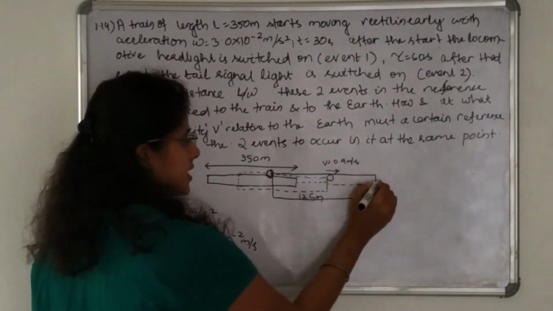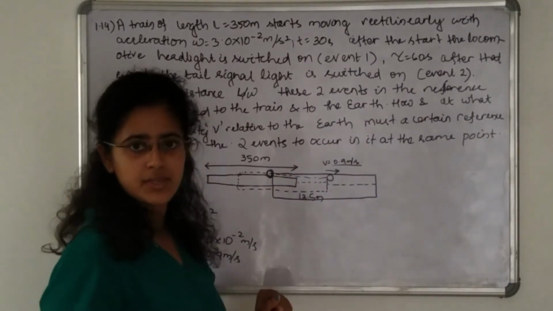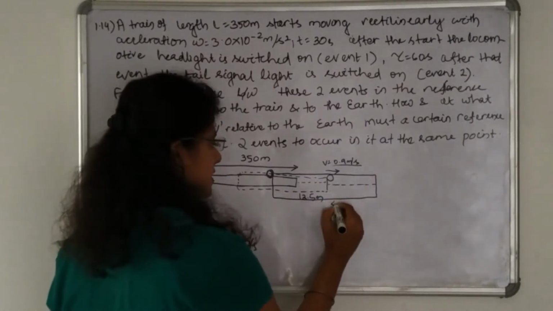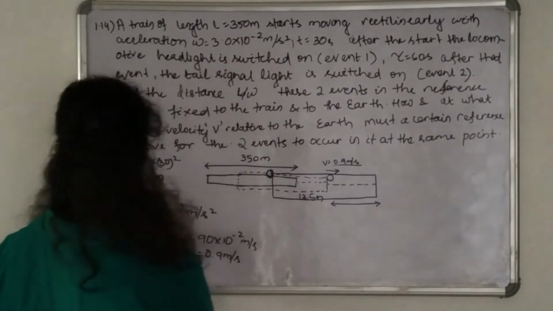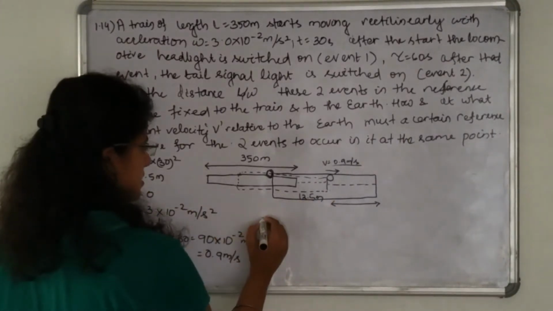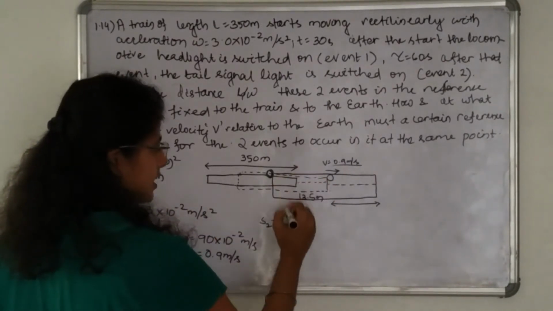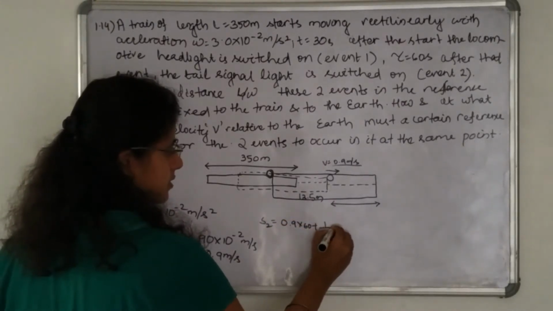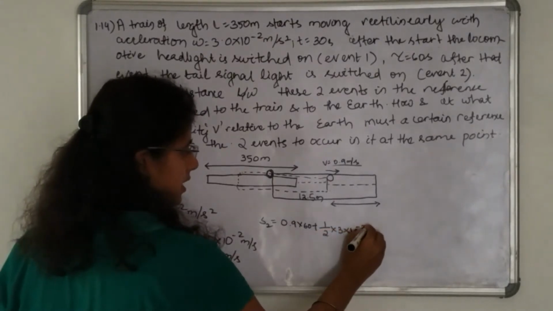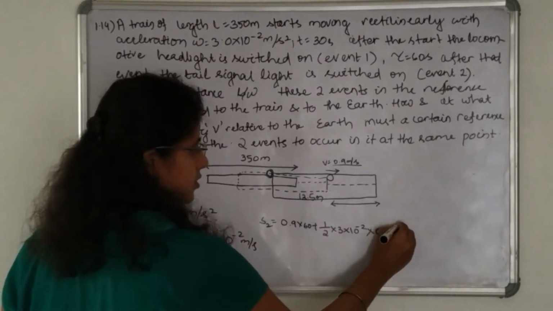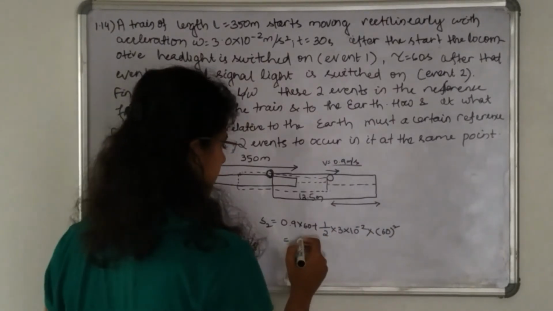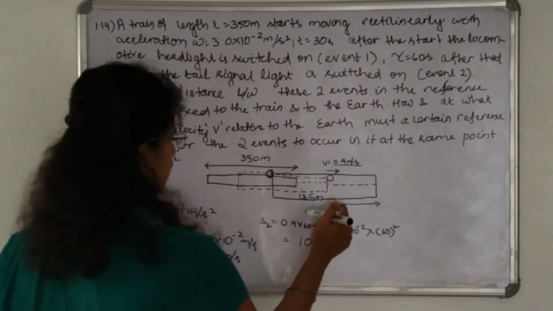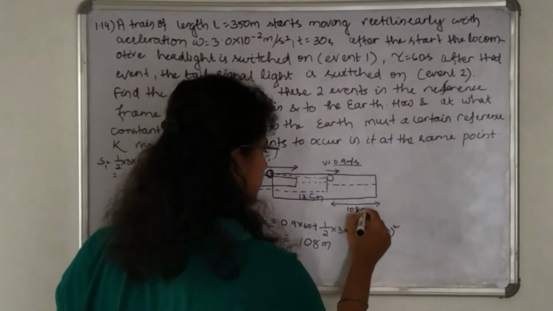So how can we calculate this distance? The initial velocity for second event is how much? 0.9 meter per second. T is 60 seconds. So this distance is, let us take this distance as s1 and this distance is s2. So s2 is how much? Ut, that is 0.9 into 60 plus half a into t square, that is 60 square. If you calculate this, then it is gonna come like 108 meter. Okay, so this distance we have calculated 108 meter.